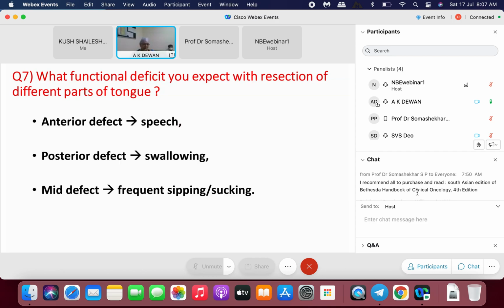If you resect the tip of tongue, anterior defect, speech gets affected. If the posterior defect is there, there is swallowing problem. If the mid defect is there, patient has tendency to sip frequently or suck. He'll do like this. But if you reconstruct, even this problem does not arise. So how important is to know the profession of a person and counsel him what is the functional deficit he will develop from this section.